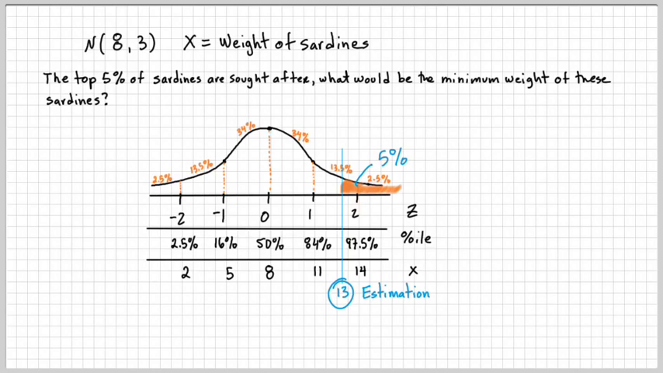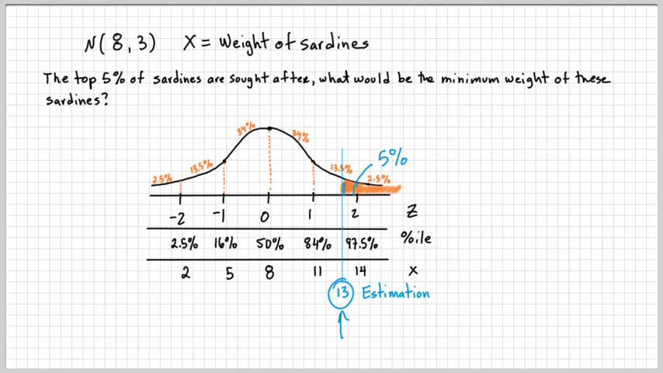13 might be the minimum value that is sought out. 13 what? Whatever it is. 13 ounces, 13 pounds? Well, let's say ounces. That's not pounds, right? 13 ounces is the minimum, right?